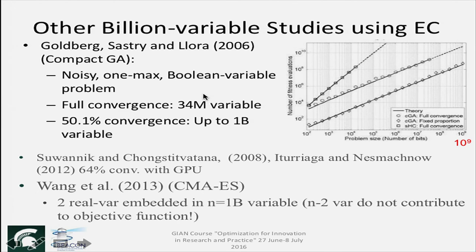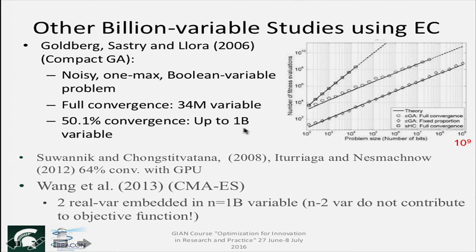But with the noise, you'll never get 100%. But their goal was also 50.1. So my idea was that they are trying to show that their algorithm scales to that level. But already it's a bit of time, and they were using supercomputers to solve it. But if you go to 100% convergence, you need more time.